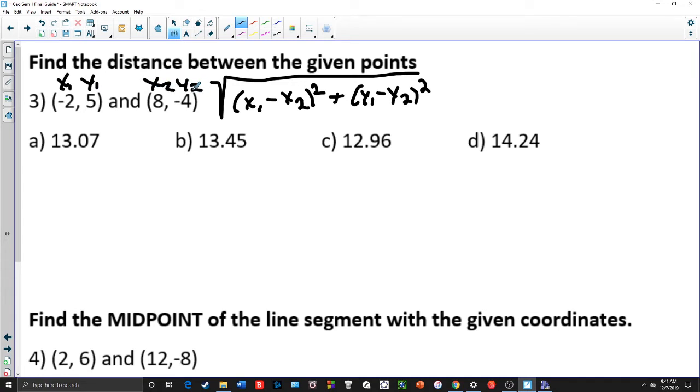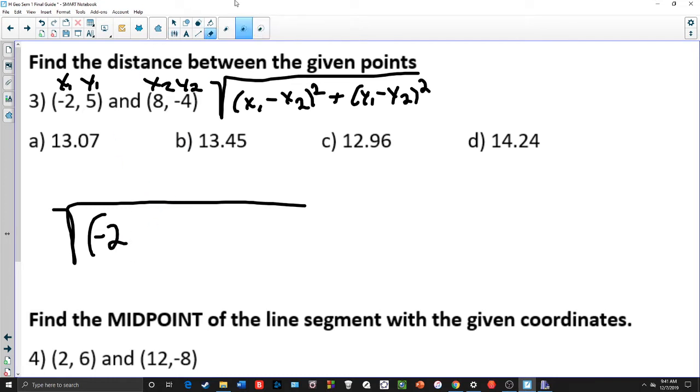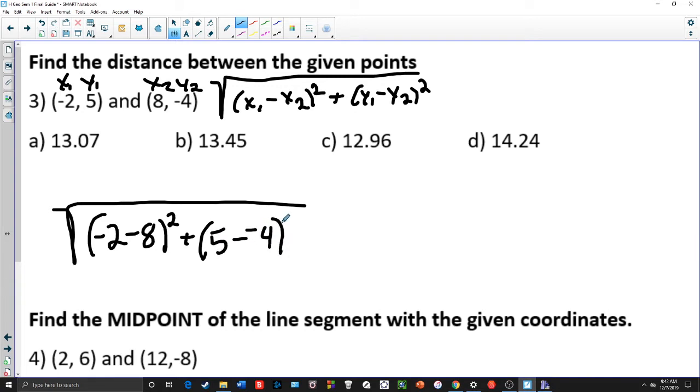It might be helpful to label them first so you don't get them in the wrong order. So we set up this little square root here. x1 would be -2, minus x2, which is 8, plus y1, which is 5, minus y2, which is -4, making sure we put that negative in there for the 4. Then we do our arithmetic.